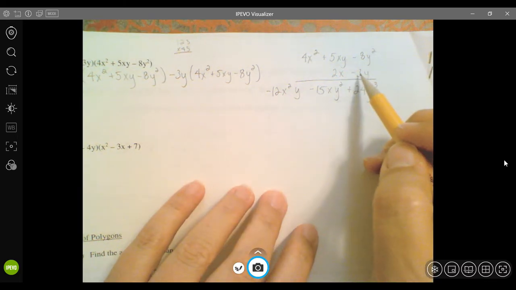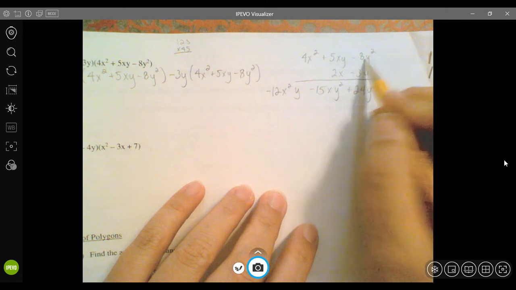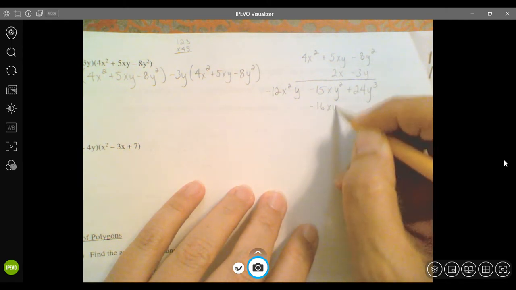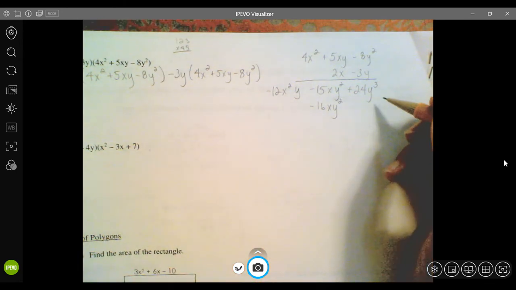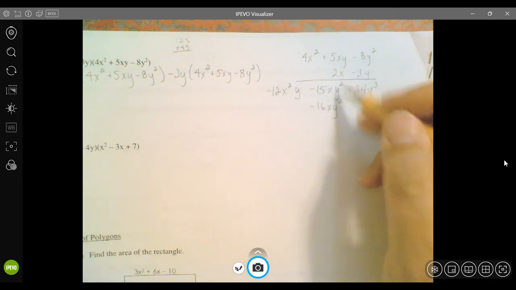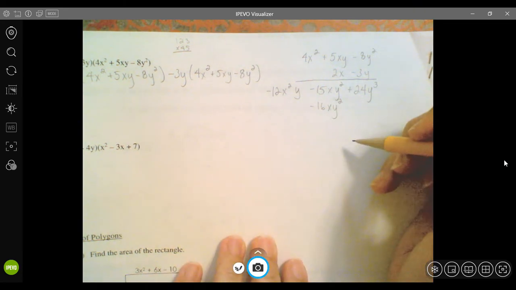All right, so 3y has been multiplied by everything. Now let's move to 2x. 2x times negative 8y squared is negative 16xy squared. And would you look at that? Remember how you always had to put a 0 here? That's because you had to line up the units and the tens properly. Well, we're still lining up properly, but now we're lining up according to like terms.